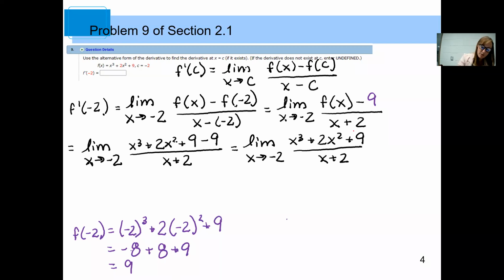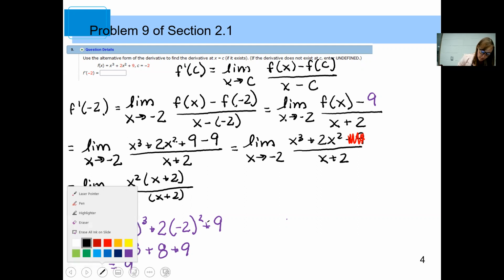A mistake that I just noticed: let's cross off that 9, because when we combine them, 9 minus 9 is 0. That will make our limit a little bit easier to evaluate. From there, we look at the limit as x approaches -2, and this numerator does factor. We can factor out an x squared, so I have an x plus 2 over an x plus 2.